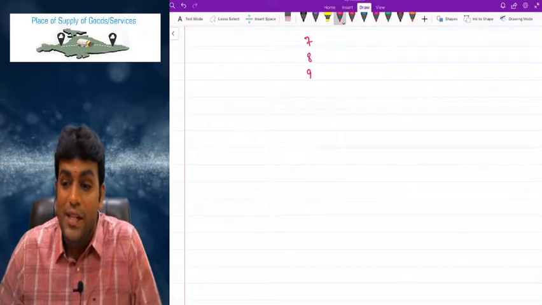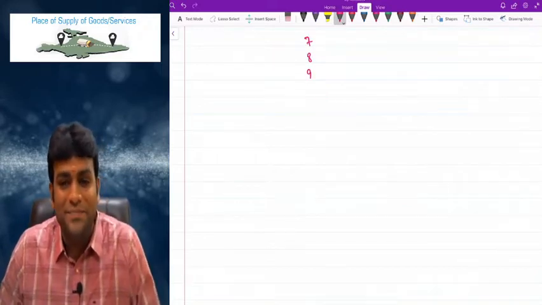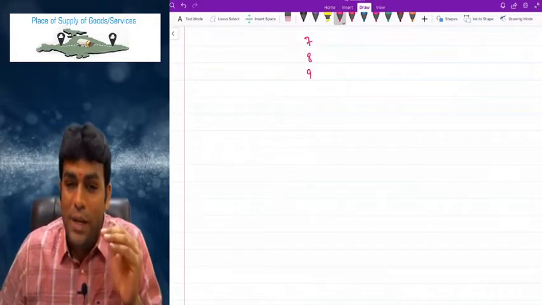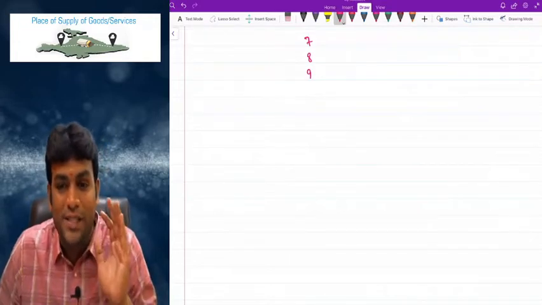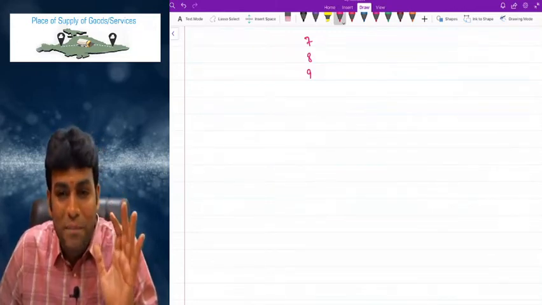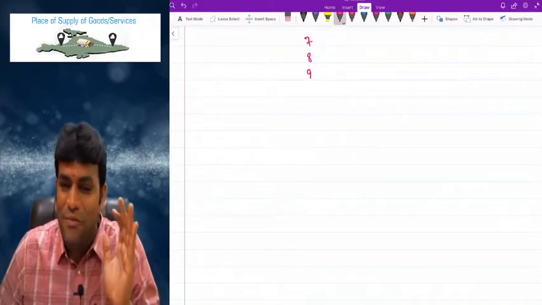Section 9 deals with supplies in territorial waters, which clearly says that if the location of supplier or the place of supply is in territorial waters, then it shall be deemed to be in the coastal state or UT, where the nearest point of appropriate baseline is located. We have done that, right?